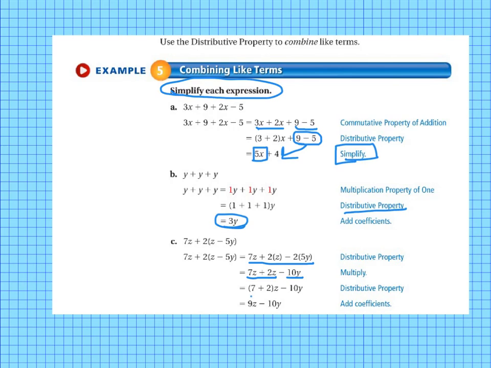And so using the distributive property, it looks like 7 plus 2 times z minus 10y. So that 10y is not going to combine with the z's. So we have 9z minus 10y. So we add those coefficients and we end up with 9z minus 10y as our simplified expression. I'll write it out there for you since I wrote on it a little bit.